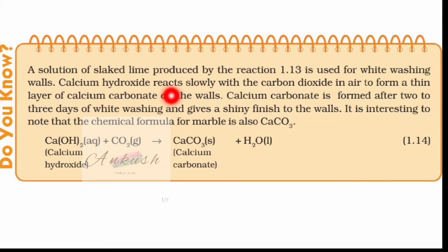Calcium hydroxide reacts slowly with carbon dioxide in air to form a thin layer of calcium carbonate on the walls. So it takes 2 to 3 days for drying up, and then you can see a shine on the walls, and when paint is done it looks good. Calcium carbonate is formed after 2 or 3 days of whitewashing and gives a shiny finish to the walls. It is interesting to note that the chemical formula for marble is also CaCO3, that is calcium carbonate.